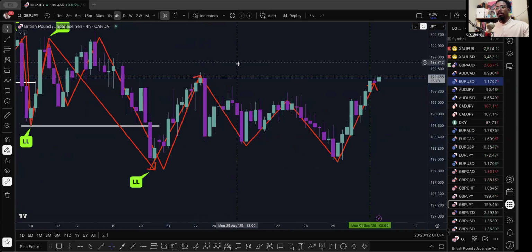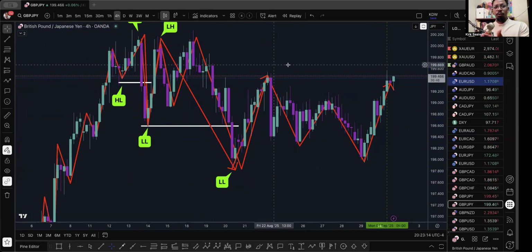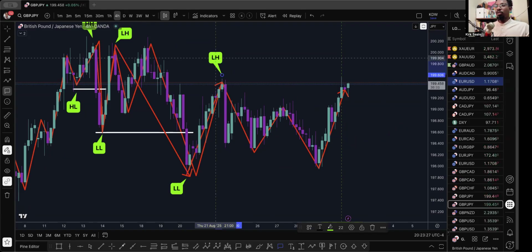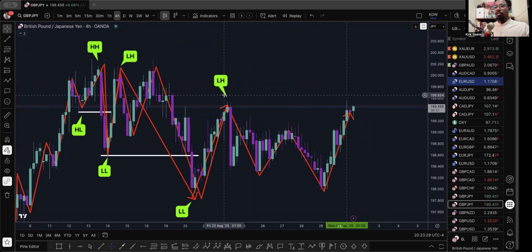Then we pull back here. I guess I'm doing this based on a 4 hour, right? And that would be insane for you to be waiting all of this time. But just work with me here. All right, so then this is our next lower high, our second lower high. So you could have placed the sell right here.